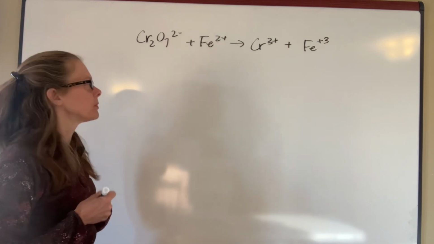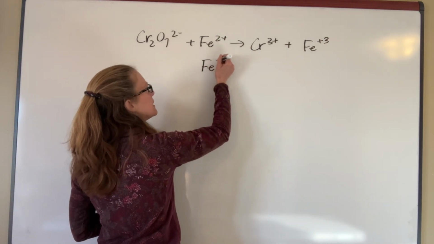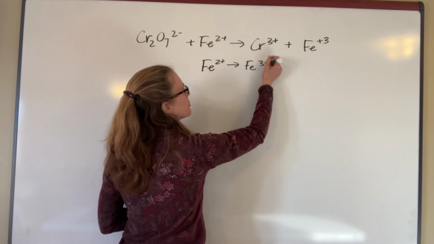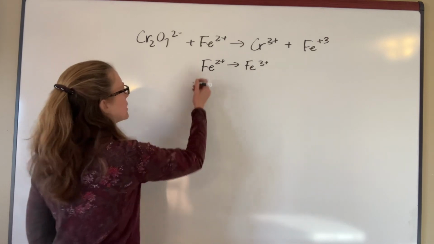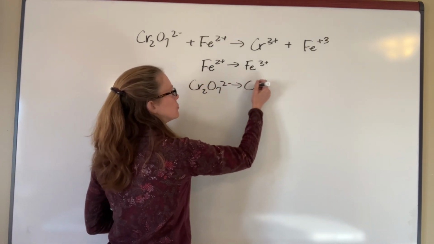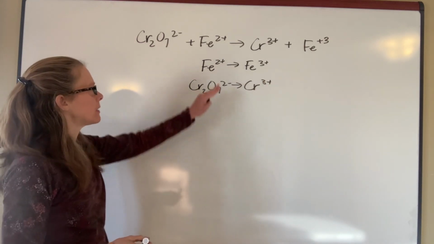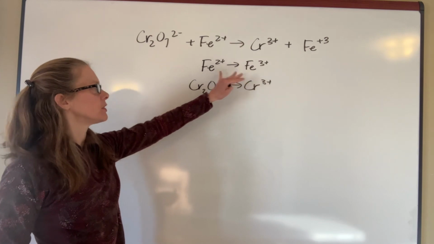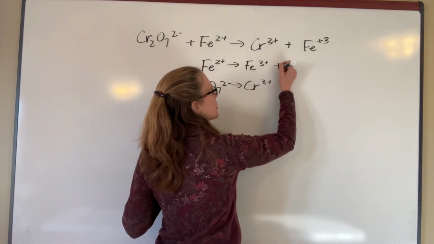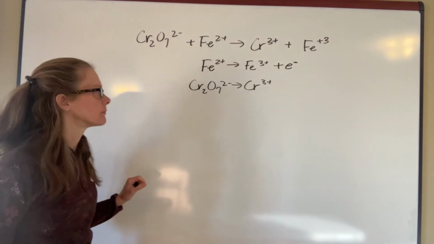So again, we start by writing the 2 half reactions. I'm going to have an Fe2+ going to an Fe3+. And then I'm going to have a dichromate going to a chromium ion, okay? First half reaction, easy peasy. I'm just going from a +2 to a +3. Atoms are already balanced, so I just need to balance charge. So I need to add 1 electron to this side, okay?